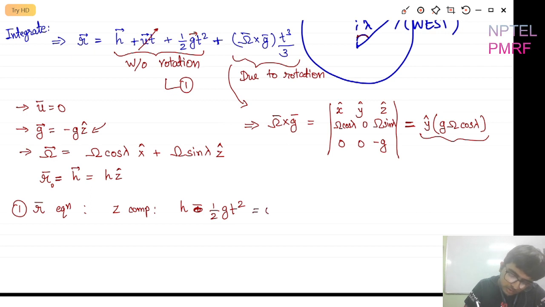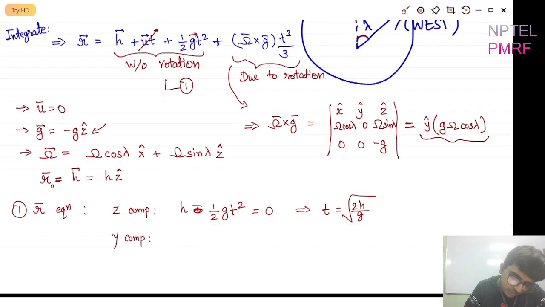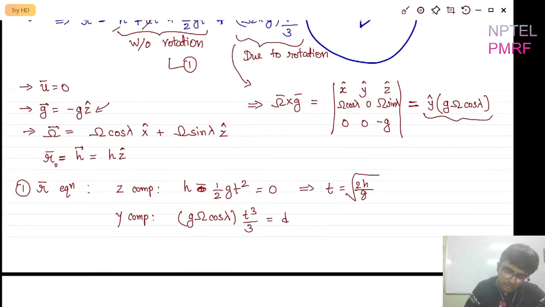Okay, so this is equal to 0, because at some end time t it hits the ground. So t is equal to 2h by g, right? Time of flight is square root of 2h by g, which we know. And now we can calculate the y component. For the y component, all the first terms are 0, and the last term is omega cross g, which is g omega cos lambda times t cubed by 3. Okay, and this is equal to the deviation d.